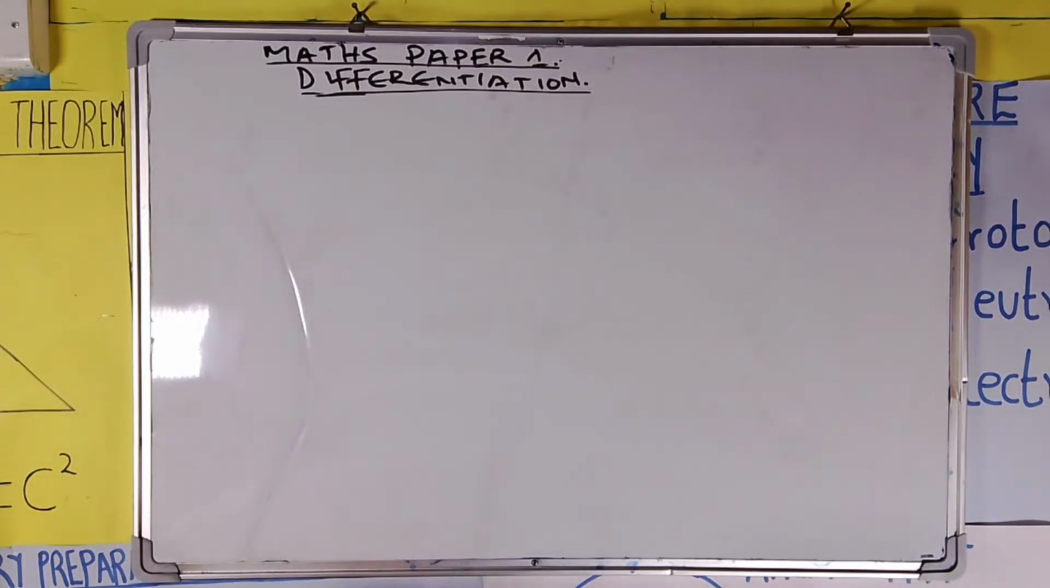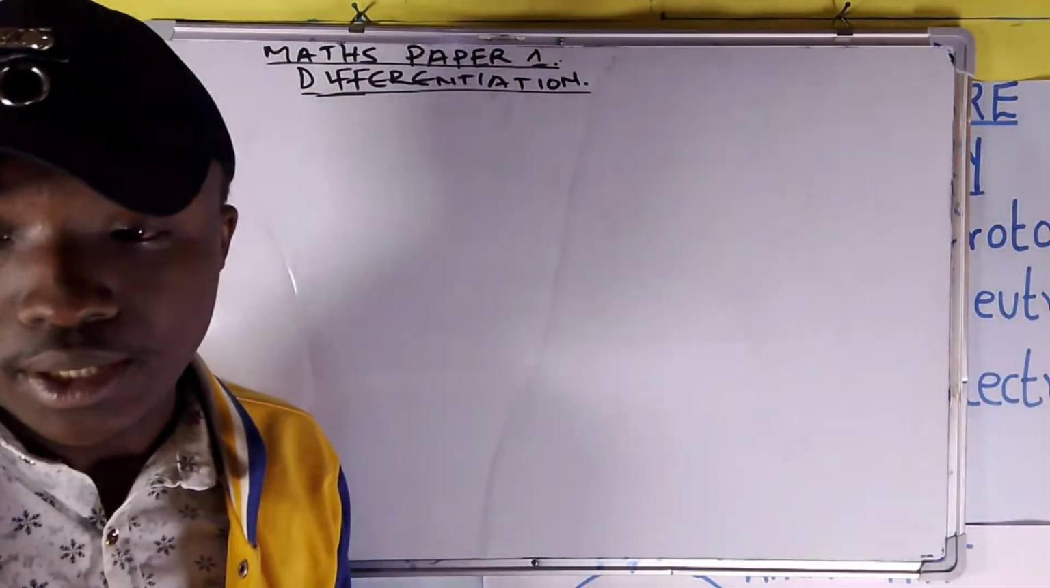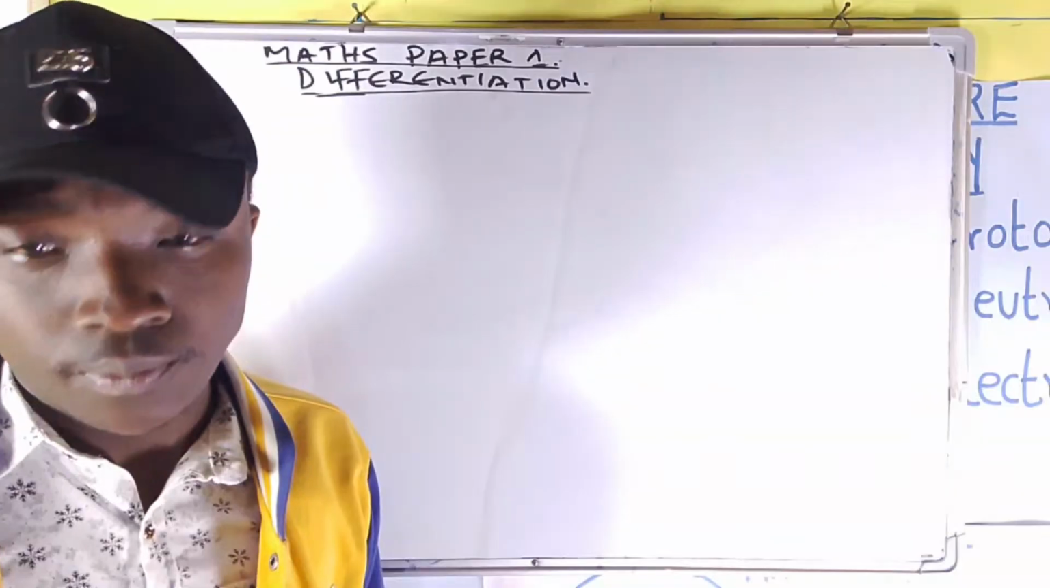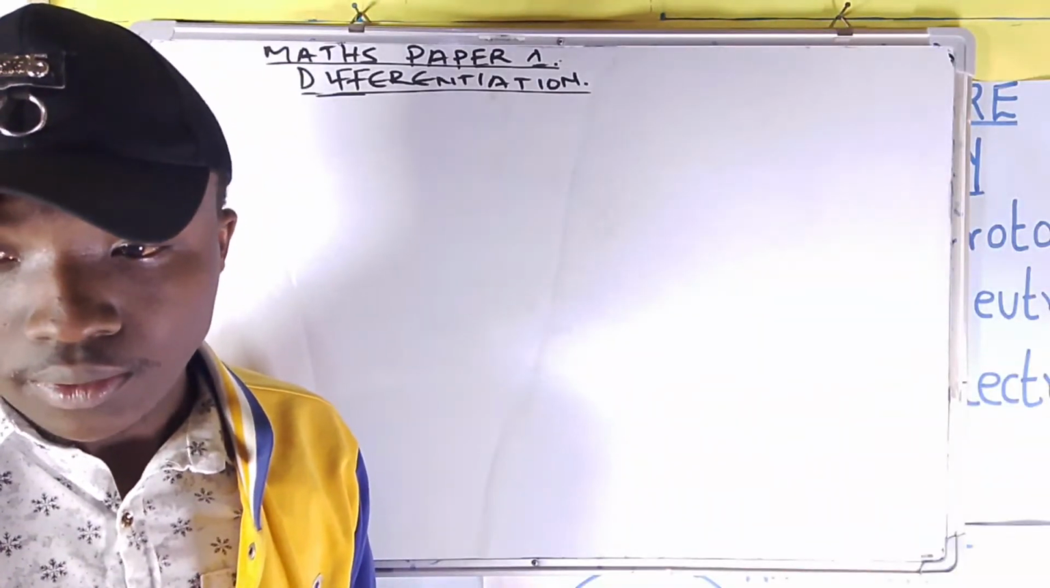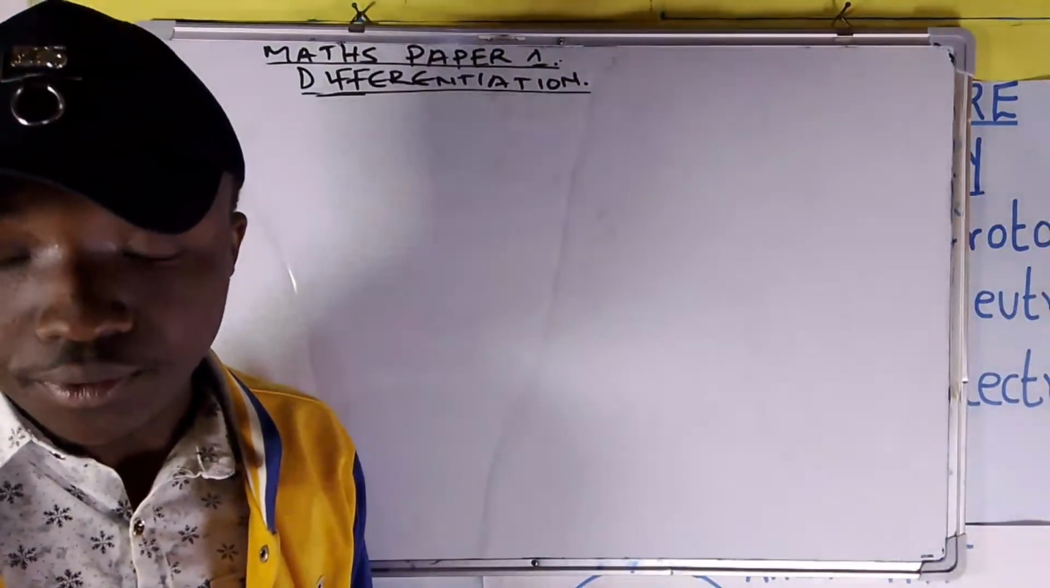So, for the last 3 weeks, we've been revising and working out on paper 1, that is mathematics paper 1, and that is what we will still continue working out on. In this lesson, we are going to go through this topic called differentiation.